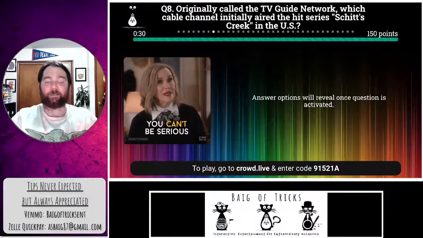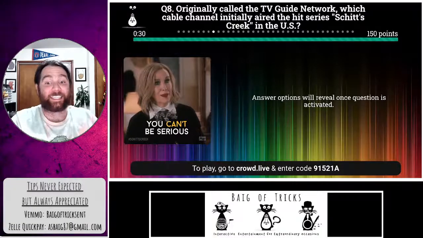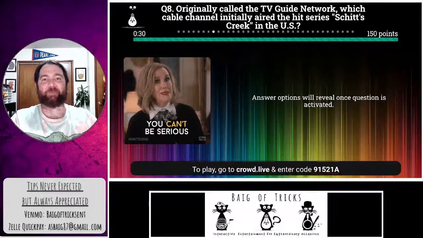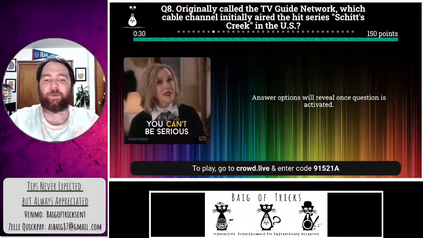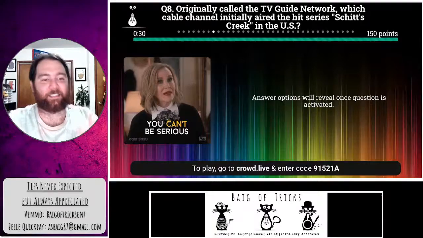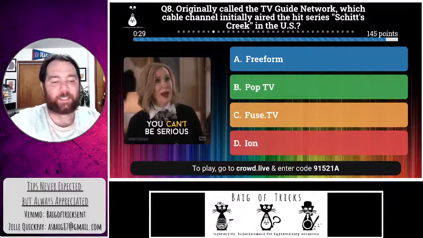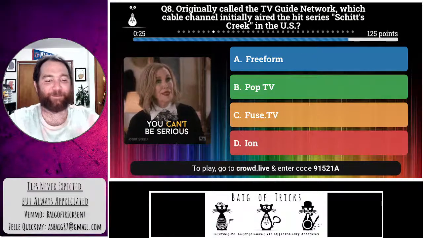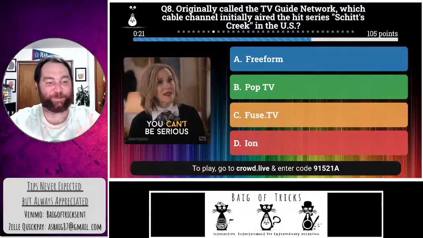Originally called, believe it or not, the TV Guide Network, which cable channel initially aired the hit series Schitt's Creek in the United States? You might have still seen the logo pop up sometimes. Was it Freeform, Pop TV, Fuse TV, or Ion? The Velvet Fruit Loops. I'm never eating Fruit Loops again.